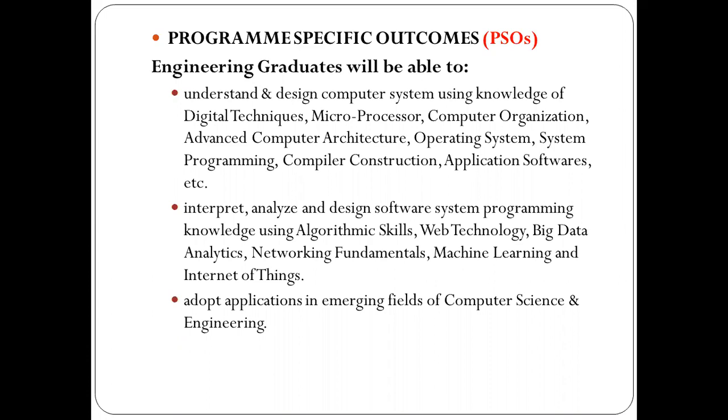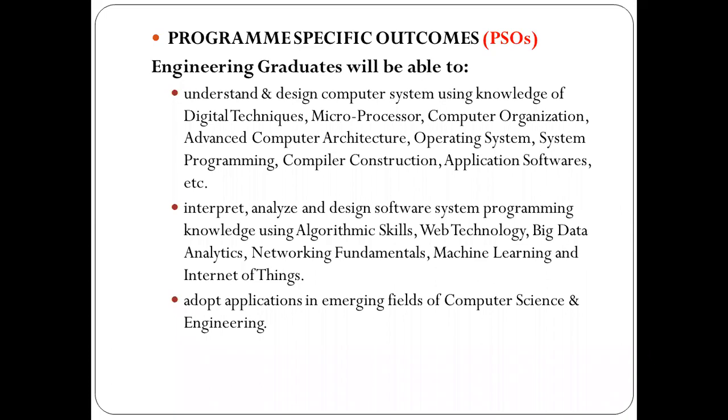The second one is to interpret, analyze, and design software systems using programming knowledge, algorithmic skills, web technologies, big data analytics, networking fundamentals, machine learning, and Internet of Things. So these three words, interpret, analyze, and design software system, we'll discuss at the time of introduction of data structure, right? I will explain the meaning of these three words in detail.